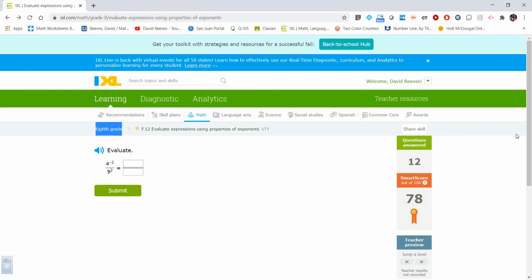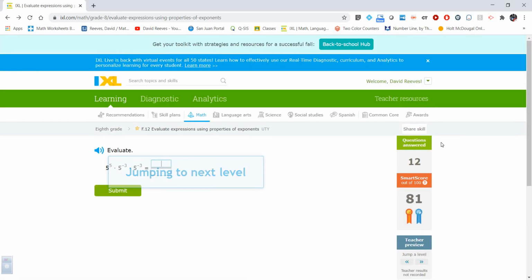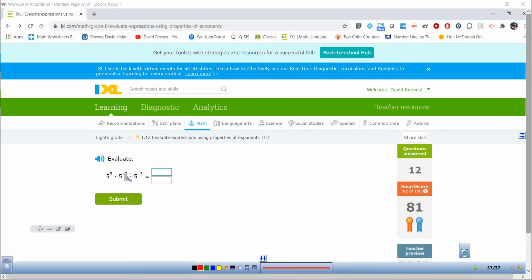All right, is there another level? Here, let's jump up and see. Jumping to the next level. Okay, here we go. Now we've got 5 to the 5th times 5 to the negative 3rd times 5 to the negative 3rd. Well, the bases are all the same, so it's 5 to the 5 plus negative 3 plus negative 3.